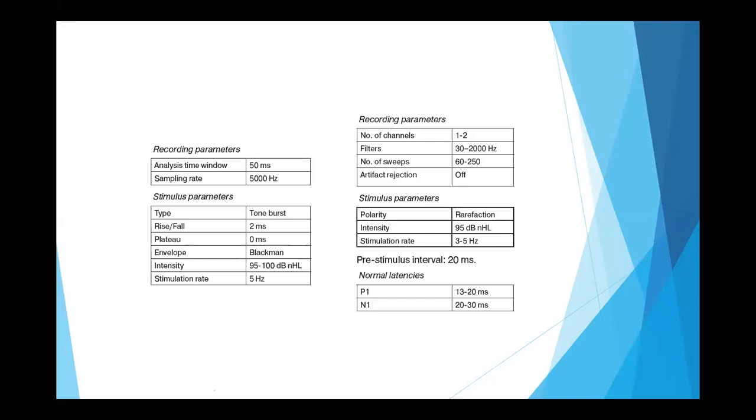Also, we have a rise and fall time of 2 millisecond and a plateau of 0 millisecond, which means there is no plateau. There is only a rise and fall time of 2 millisecond, and the stimulus is going to be only 4 millisecond. And again, the envelope is going to be Blackman.